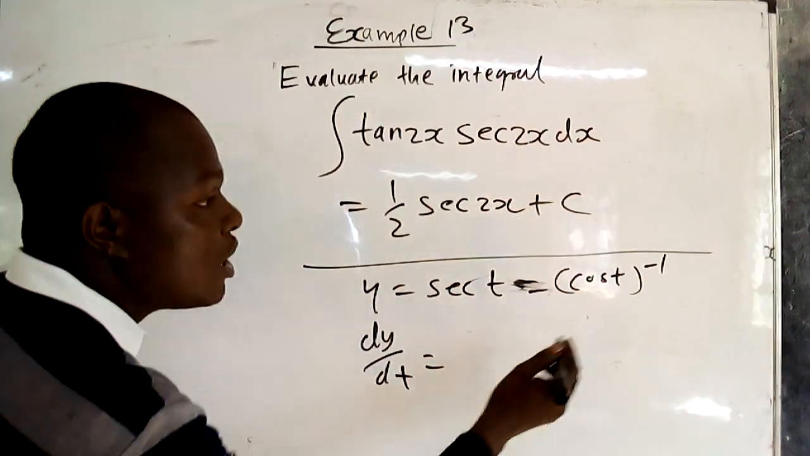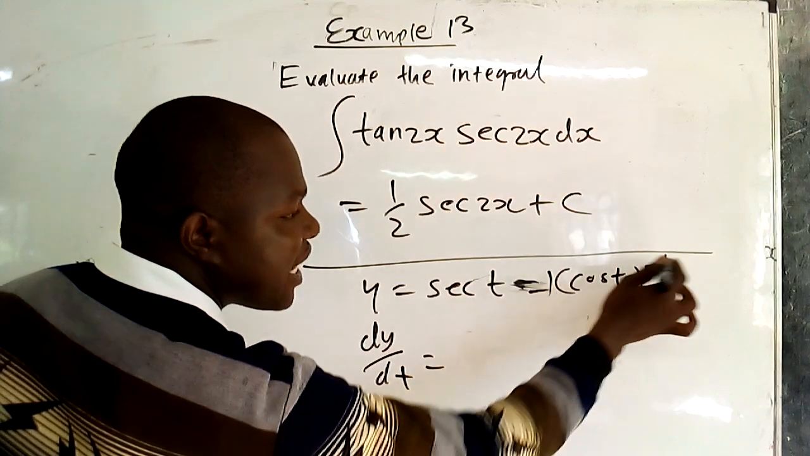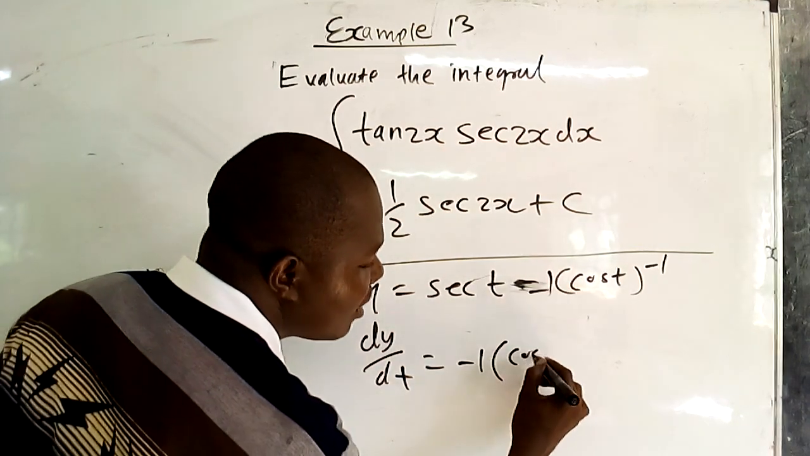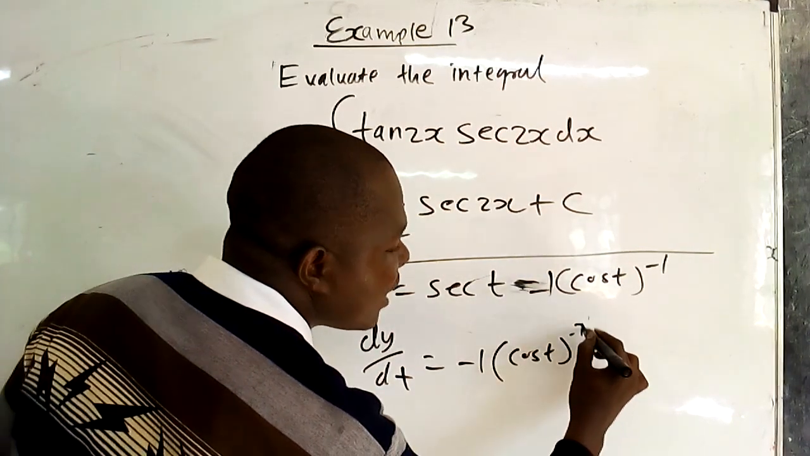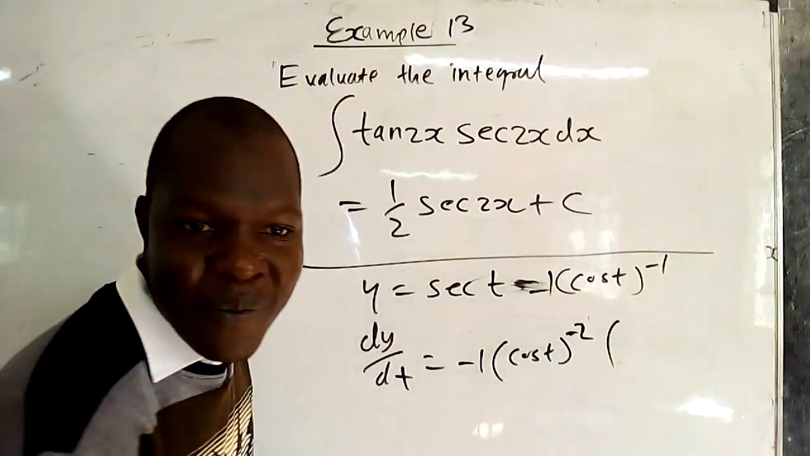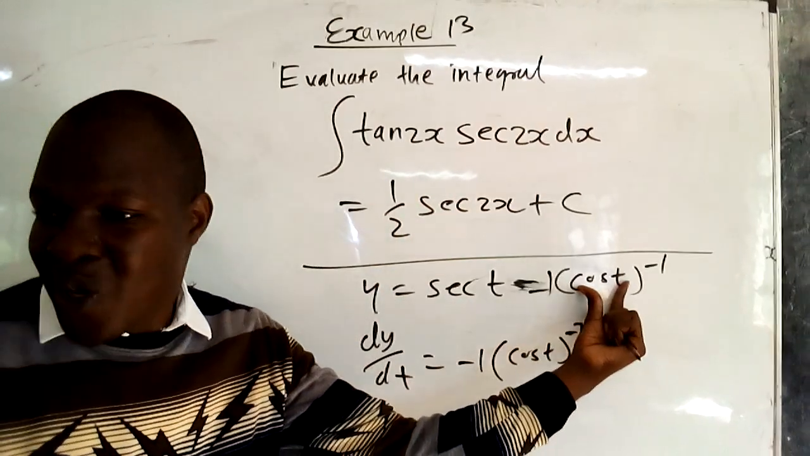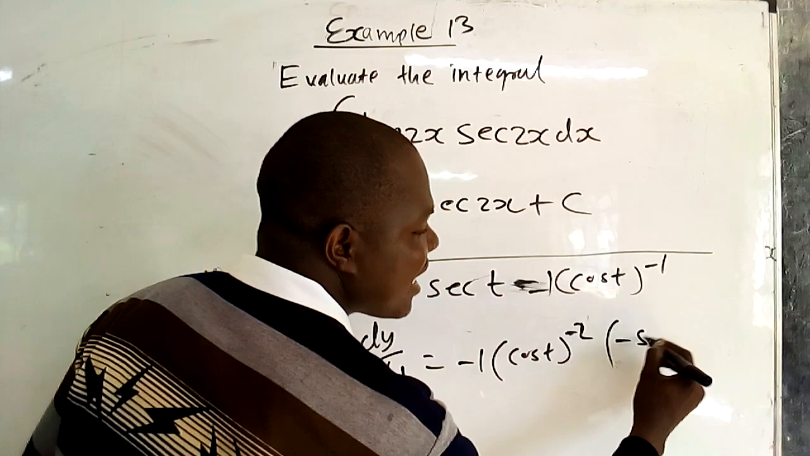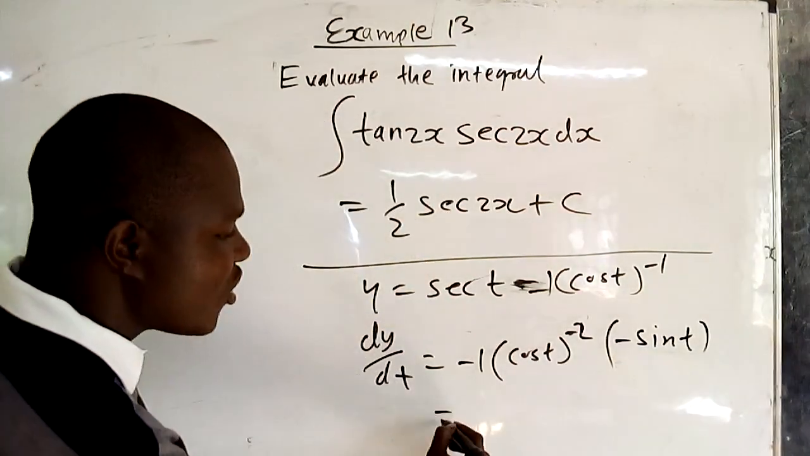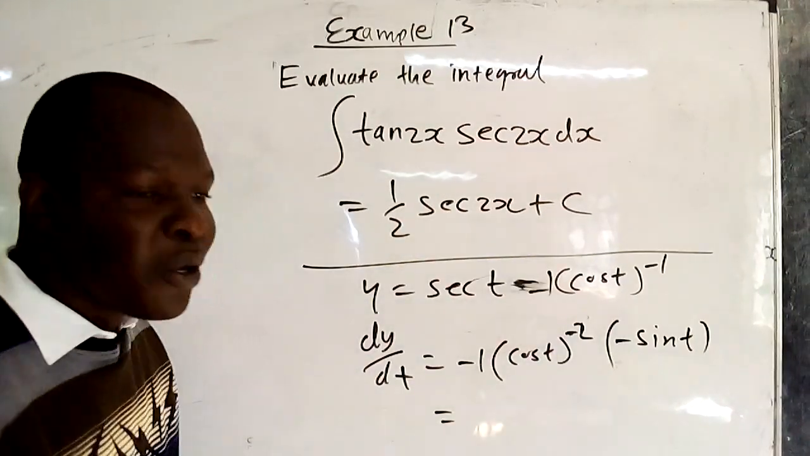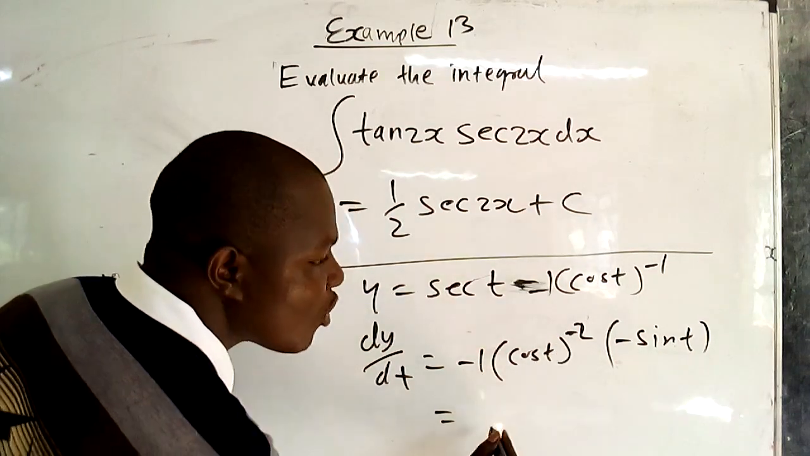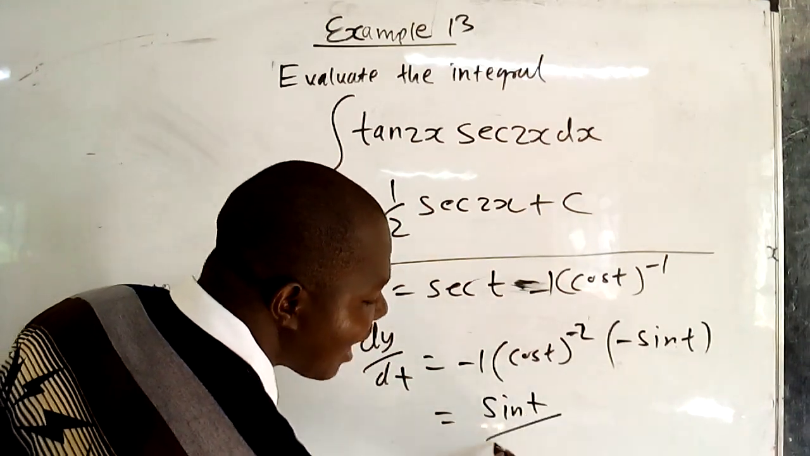This is dy over dt. So outer function: negative 1 times 1 is negative 1, then cos t raised to negative 2. You reduce the power by 1, then you differentiate the inner function cos t. If you differentiate cos t, you get negative sin t. So what do you get? Negative into negative is positive. So sin t over cos squared t.